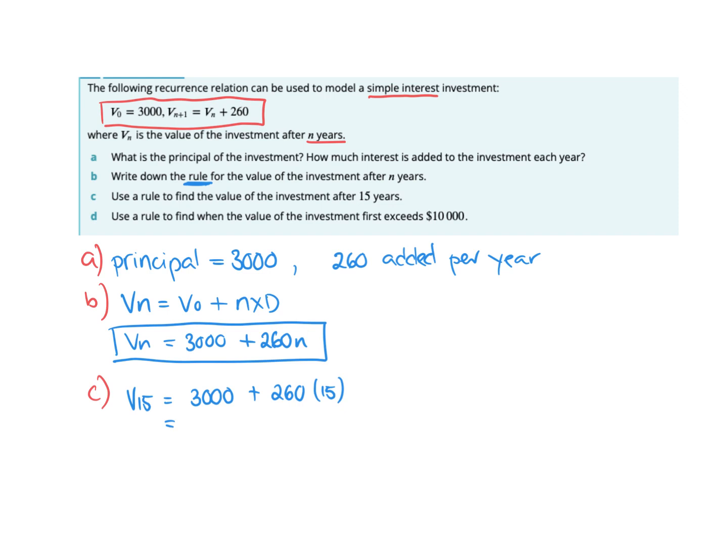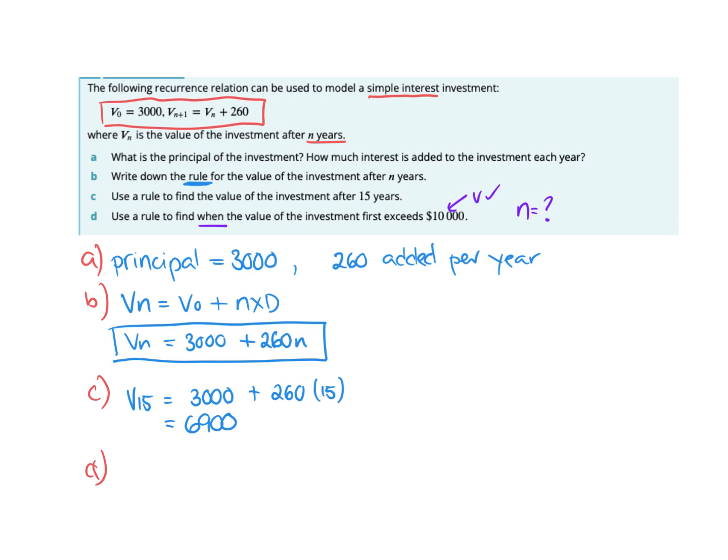Plus 260 times 15. Sorry, I'm just quickly doing that. So I get 6,900. And then the last one, it says, use the rule to find when the value of the investment exceeds 10,000. So for question D, we got given a value, and they want to know when. So N is the question.